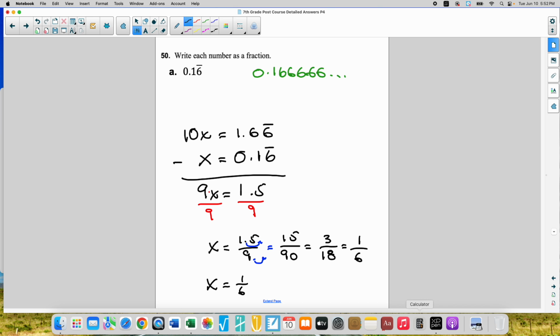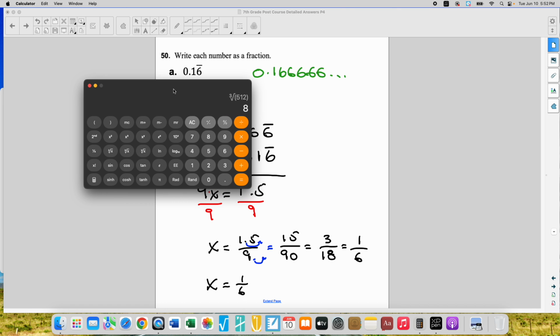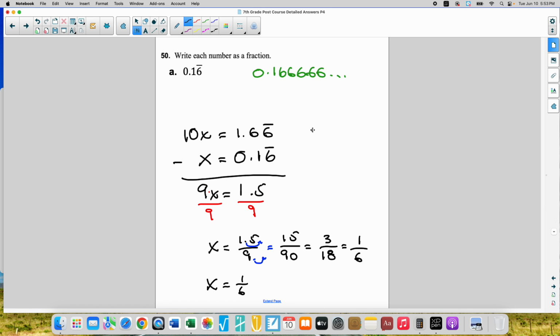And we can check it. We can check and see, making sure, why can't I move it? So let's clear. Let's do 1 divided by 6 equals 0.166666. Why does it have a 7 at the end? Because the calculator rounded it, because it can't keep going on the calculator. It does go on forever, but that's a way of converting.